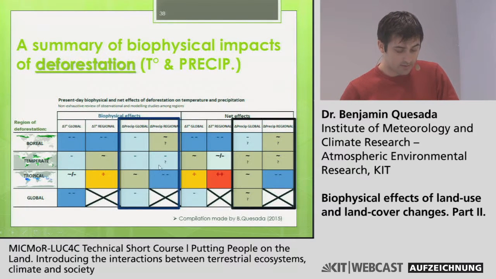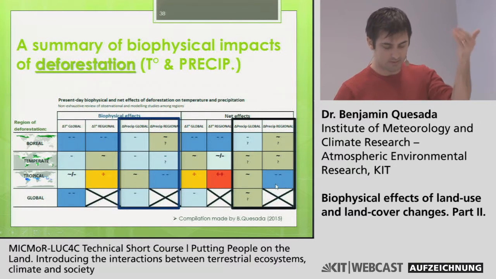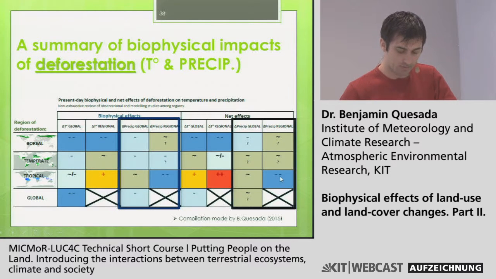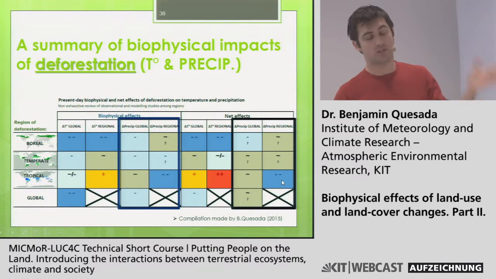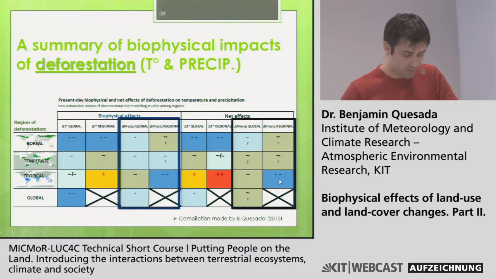When you have the small warming due to biogeochemical effect, then it's either unchanged or unknown, except for tropical regions where you have drying. It's here in blue, but it's a reduction of precipitation regionally. So tropical deforestation leads to warmer and drier regional climates.